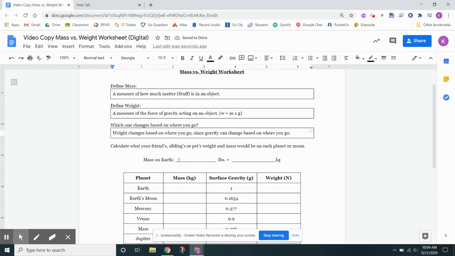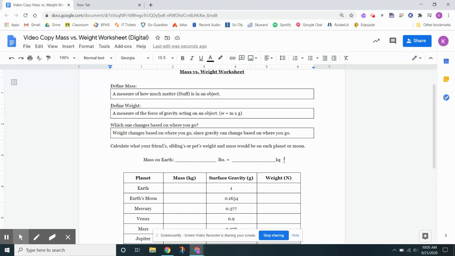So now it asks us to calculate your friends or siblings or pets' weight and mass on the different planets or moons. Okay, so again, you're going to pick some type of living thing, whether it's you, a parent, a friend, a sibling, a pet, whoever it is. It has to be someone whose weight that you know. So if you know that you have a dog that weighs 17 pounds, you could do it. If you know that your little sister weighs 60 pounds, you could do it. You're going to pick a weight that you know, okay? And you're going to figure out what its mass on Earth is versus converting it into kilograms.